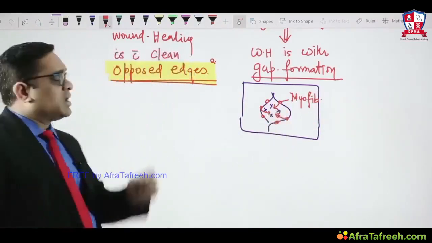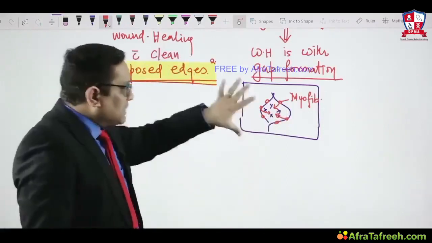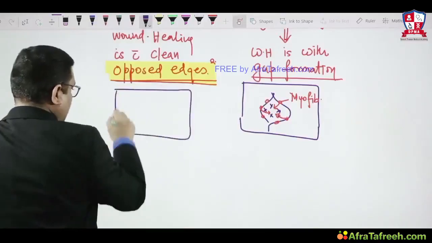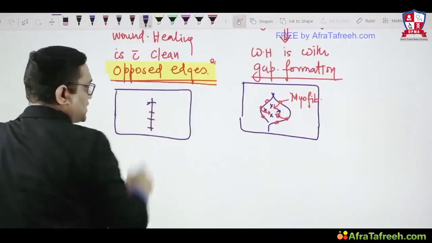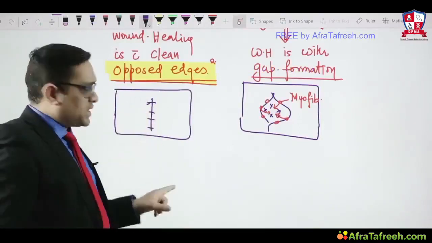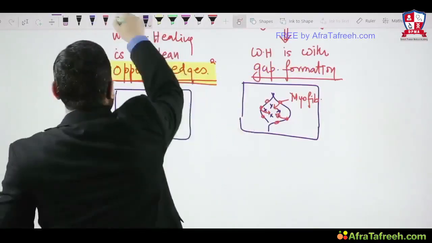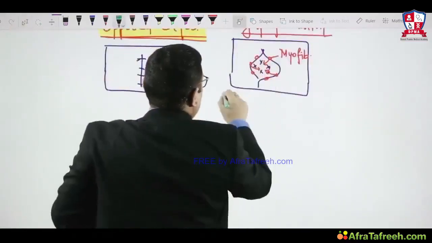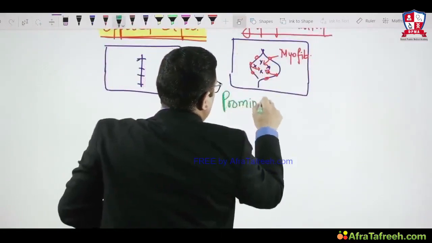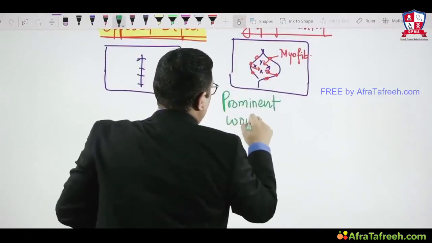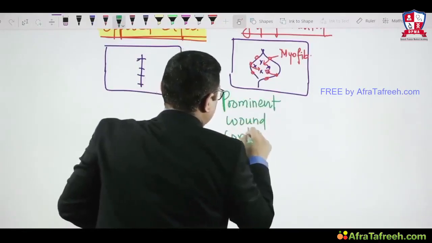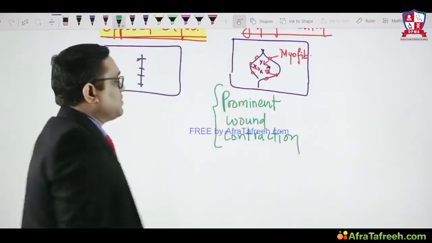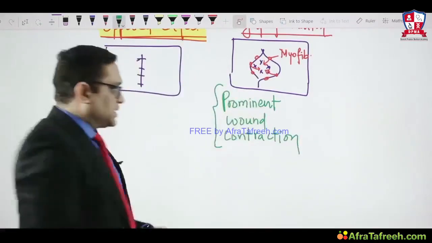So what I want to say is that wound contraction will be more prominent in this condition, because when you see primary wound healing, as you can see in surgical incision, there is minimal wound contraction, but here wound contraction will be prominent. So the examiner had asked this question in exam: prominent wound contraction is seen in? Prominent wound contraction will be present in secondary wound healing. So that is one important MCQ.